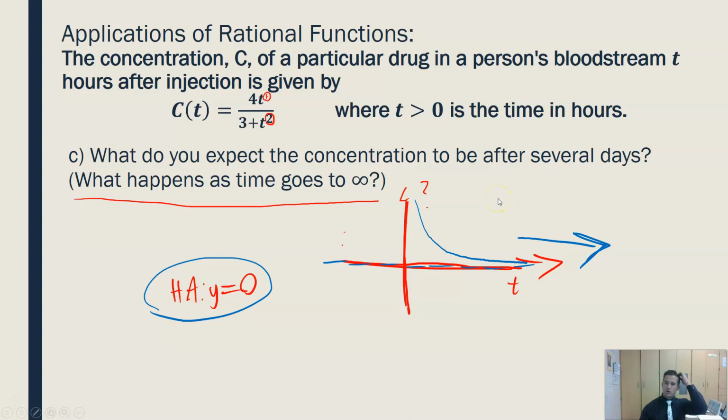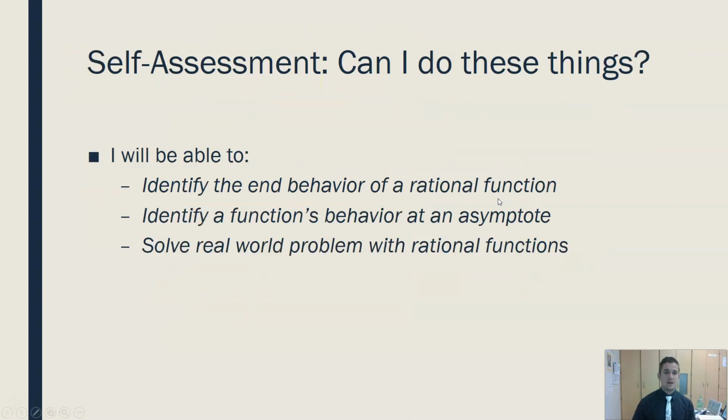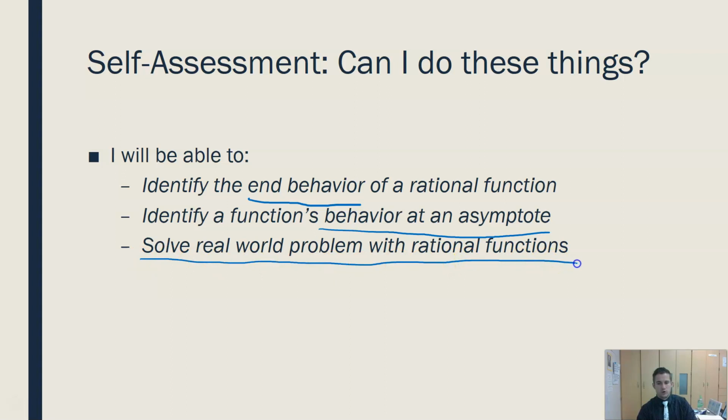So those are some of the real-world situations we can find ourselves in with applying rational functions. By the end of this lesson, these are the things that I want you to be able to do. I want you to identify the end behavior of a rational function: where is the function going as x gets big, or as x gets small, or as x gets close to a particular number? Identifying the function's behavior at an asymptote, and solving real-world problems with rational functions.